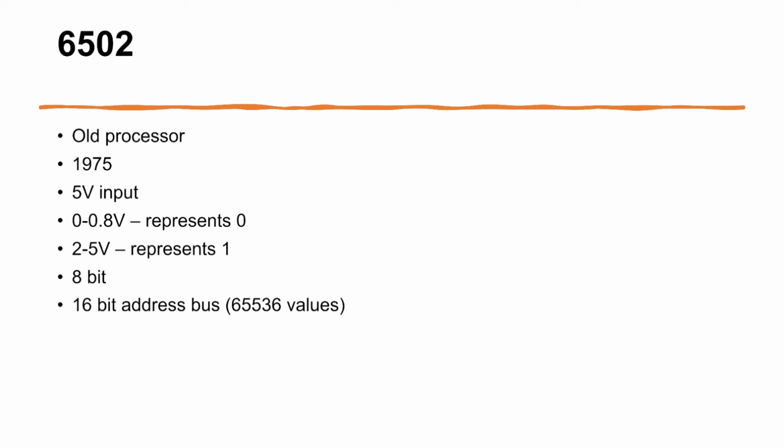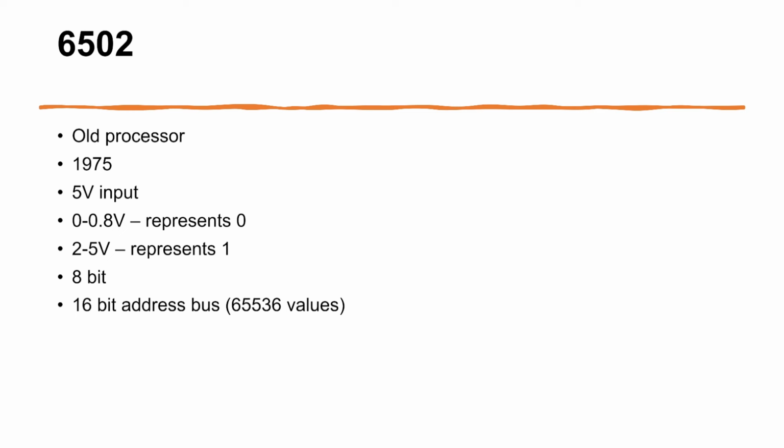Let's just go through the general specs. The initial processor was designed for a 5-volt input. It was using logic that defined the 0 as being between 0 and 0.8 volts. The 1 was between 2 and 5 volts.